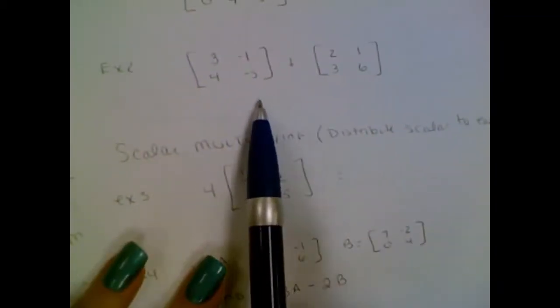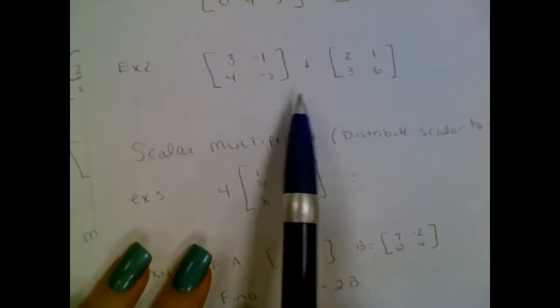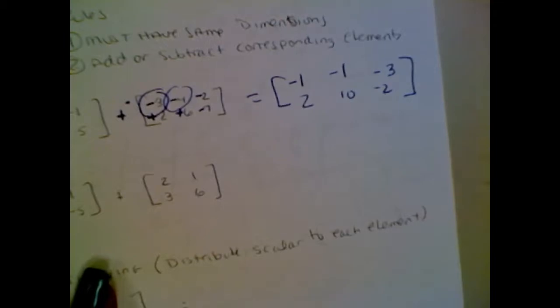All right. Now, this one right here, I think it's too easy to even punch in the calculator. I think we can add these. Go ahead and add these. This is a 2 by 2 and a 2 by 2. So your answer is going to be a 2 by 2. Go ahead and add example 2.